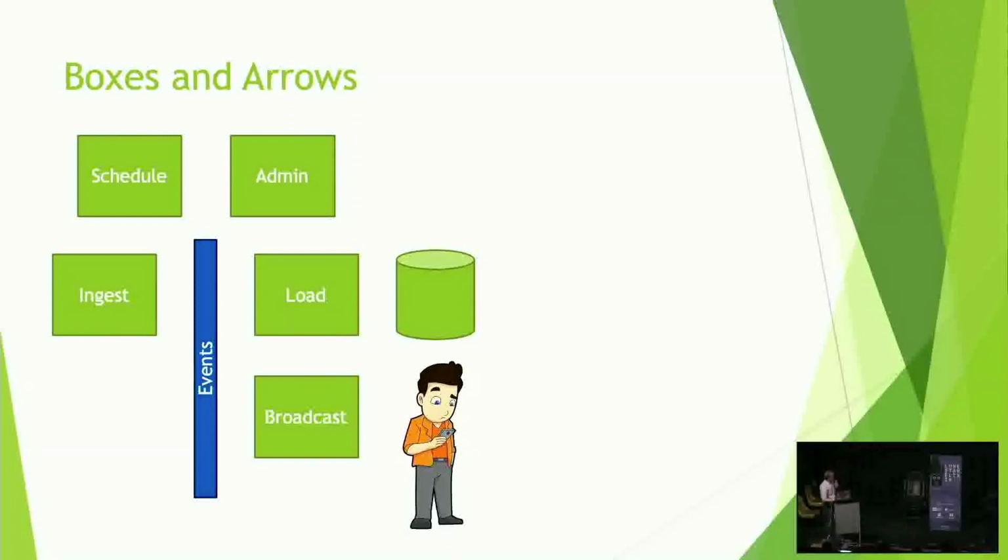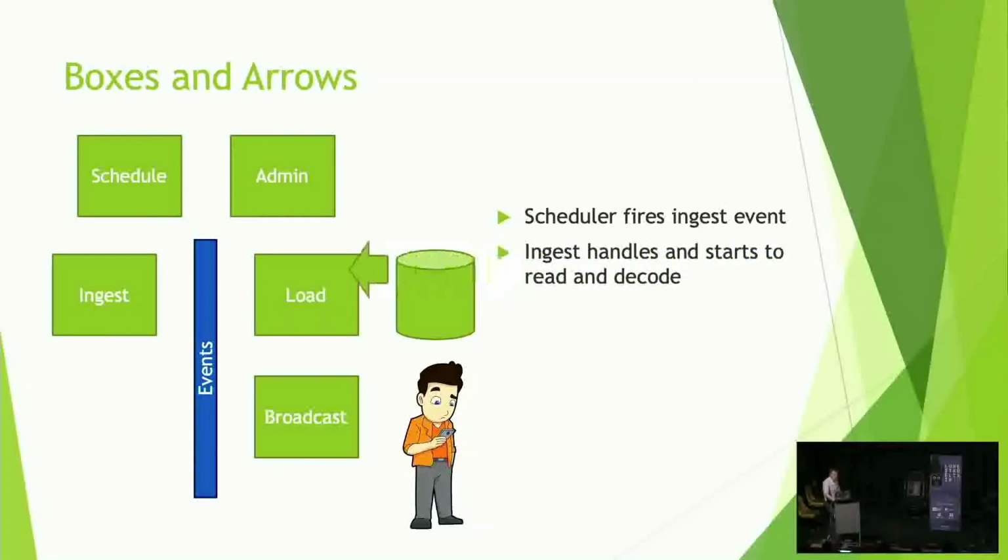So to give you an example, it's time to do a job. And so the scheduler fires an event into the event stream. So ingest now is going to handle that event. It's going to start reading and decoding data from whatever source that it needs to based on the details of that scheduled task. And as part of that start operation, it's going to fire its own ingest start event into the event stream to let the rest of the system know, yes, I have successfully started scheduling this task.